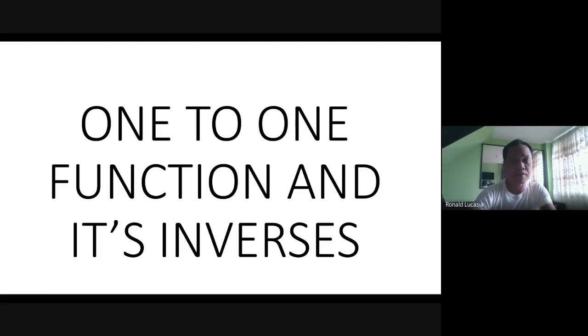How do we know if the given function is a one-to-one function? To easily remember one-to-one functions, try to recall that for every y, there is a unique x. Ibig sabihin nito, kung dati-dati yung ating relation, dapat unique lang yung x, wala tayong pakialam kay y. Here, unique ang x, at the same time, unique din yung ating y.